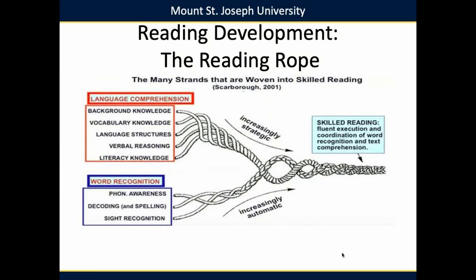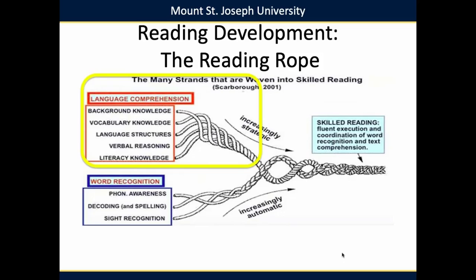By now, you are familiar with Hollis Scarborough's reading rope. It represents the language comprehension and word recognition skills that the simple view of reading articulates as important for developing skilled readers. The rope metaphor is used to represent that the whole, reading comprehension, is stronger than, but dependent on, the individual parts. In this course, we will focus on the language comprehension strand primarily and how reading fluency functions as a bridge from word recognition to reading comprehension.